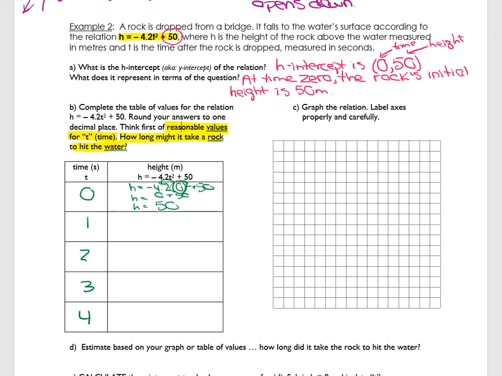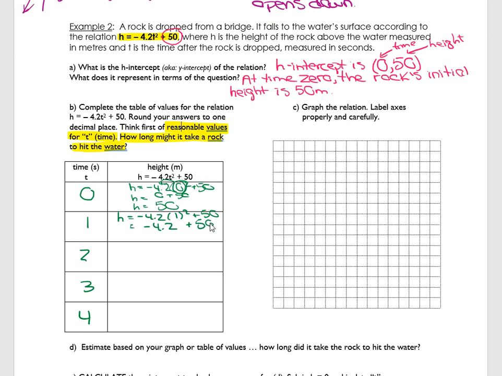What's the next coordinate? For the next coordinate, our t value is a 1. So let's sub in a 1. Negative 4.2 times 1 squared. 1 squared is easy. So 1 squared is 1. So this is turning out to be just negative 4.2 times 1. So I'm just going to write negative 4.2 plus 50.